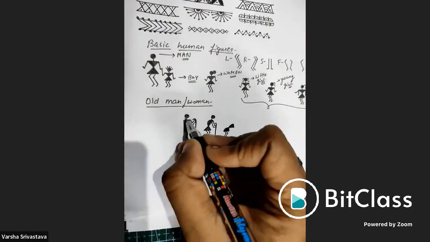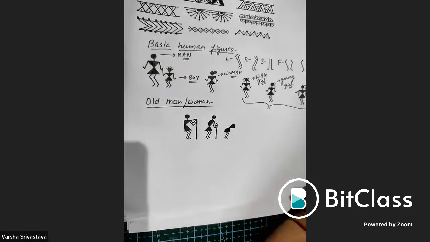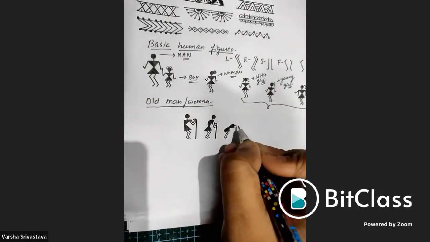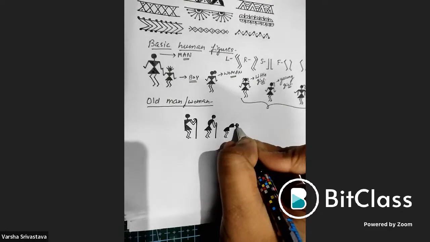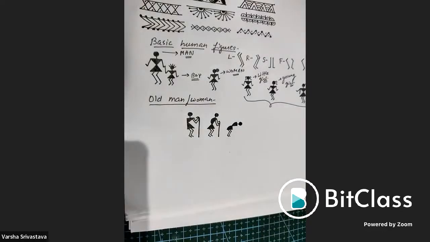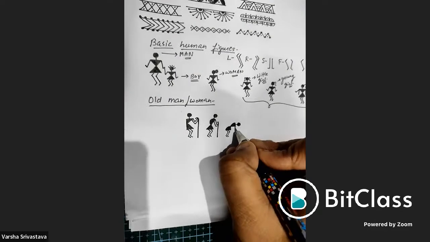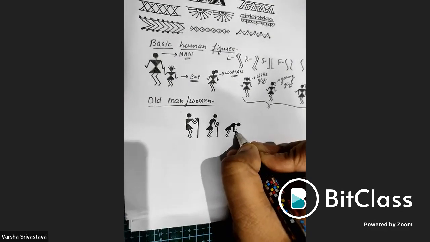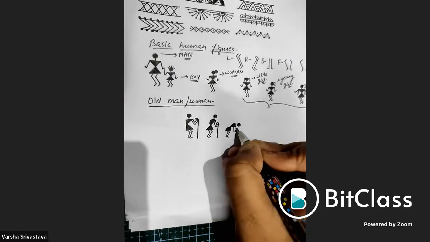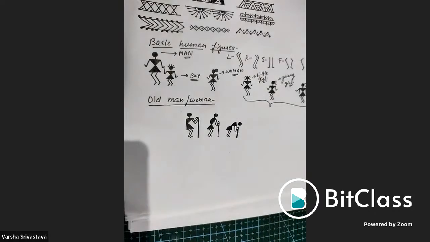And in this, the neck was straight. In this, the neck was tilted. In this, the neck will be horizontal. So as the head. Hands will go more down like a tick mark. And here comes the stick. And this is the old man with a very tilted body.